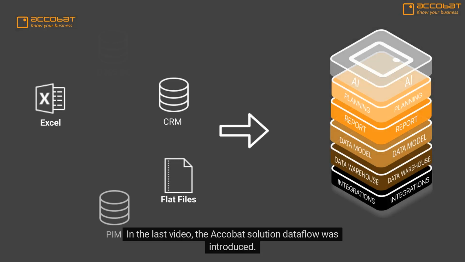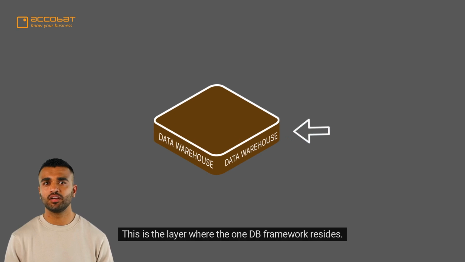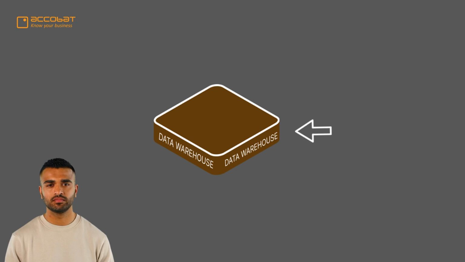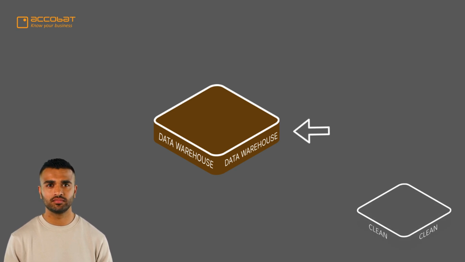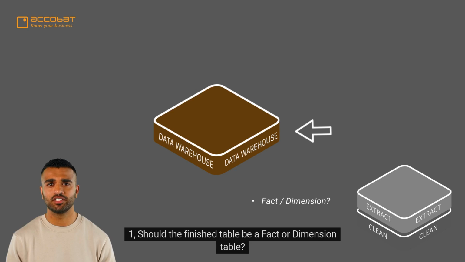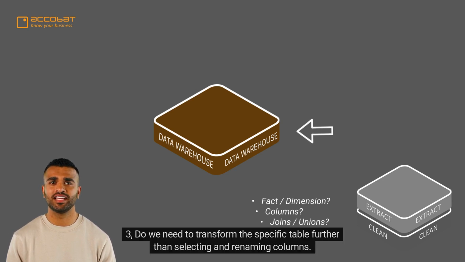In the last video, the Accobat solution data flow was introduced. In this video, we will zoom in on the data warehouse layer. This is the layer where the 1DB framework resides. The framework consists of 5 to 7 layers depending on the need for data transformations. The first step is importing and cleaning the data. Following, the clean views are extracted into tables, and 3 things need to be considered. 1. Should the finished table be a fact or dimension table? 2. Which columns are needed in the table? 3. Do we need to transform the specific table further than selecting and renaming columns?